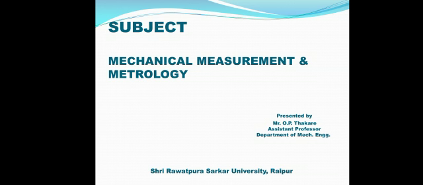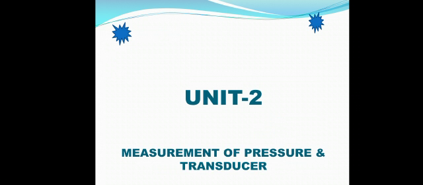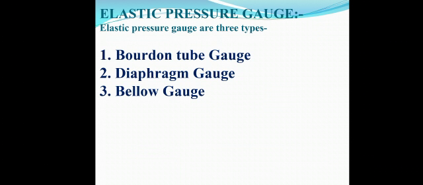Today I will take a subject of mechanical measurement and metrology. Unit number 2, measurement of pressure and transducer. So I will complete the remaining portion of the elastic pressure gauge, Bourdon tube gauge, covered before in the class. Today I will take two gauges, diaphragm gauge and Bellow's gauge.